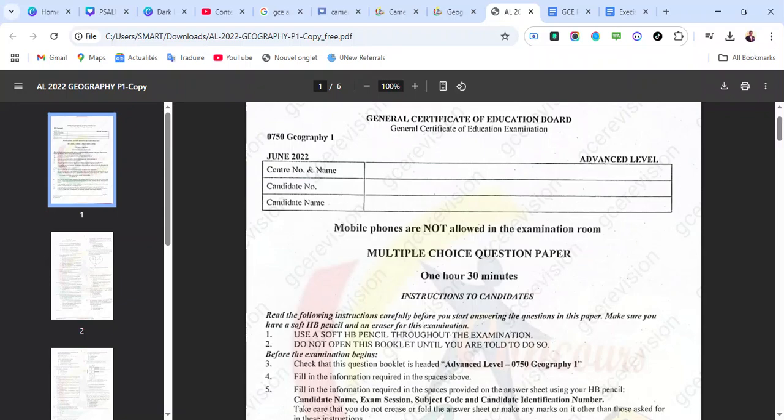Okay, so today we're going to be looking at Geography, June 2022, Advanced Level. We are going to look at all the questions and answers.